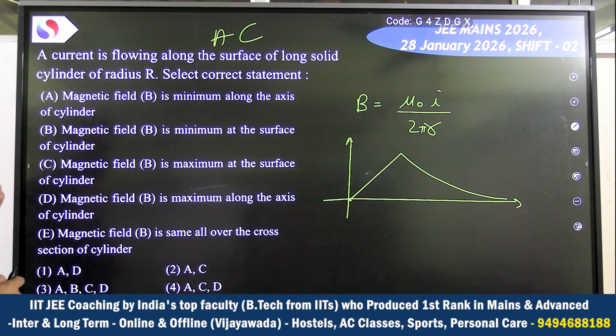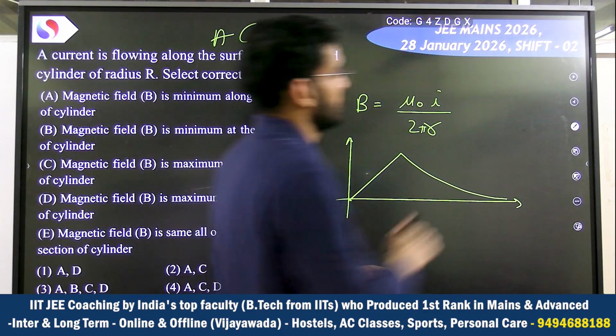I think no, it will not be the same at all cross sections, right? So A and C is correct. Okay. That's it. Second option. E is not even being discussed here. Okay, so A and C means second option is the correct answer. Okay. Next.